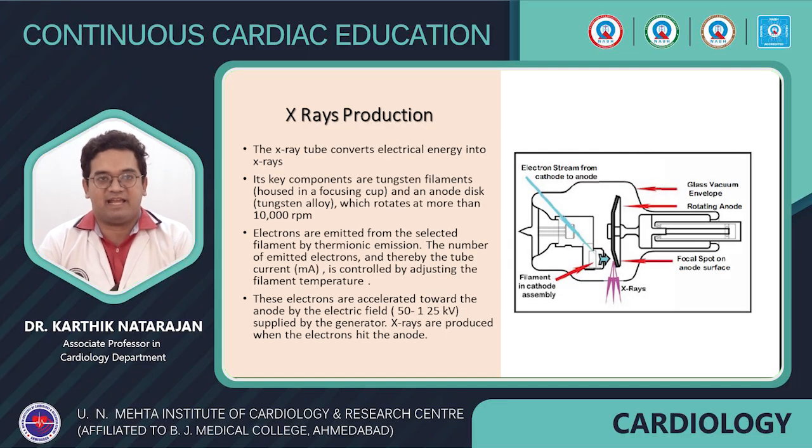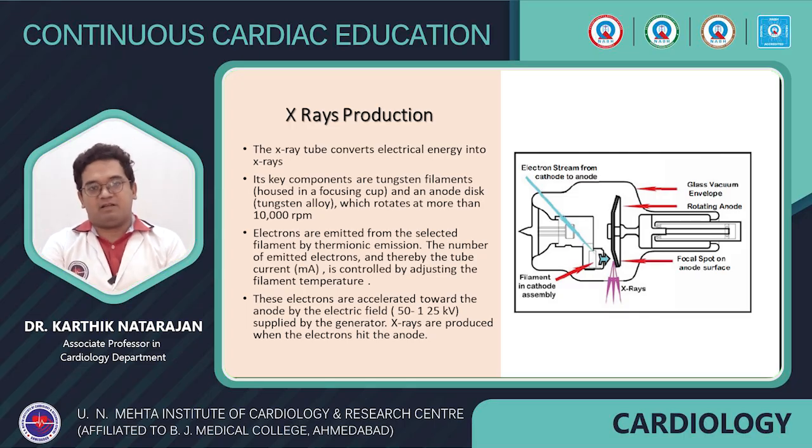So this is how an X-ray is produced. Basically, the X-ray tube converts electrical energy into X-rays. Its key components are tungsten filament, which is housed in a focusing cup, and an anode disc, which rotates at a speed of 10,000 revolutions per minute. Electrons are emitted from the selected filament by thermionic emission, and the number of emitted electrons and thereby the tube current is controlled by adjusting the filament temperature. These electrons are accelerated towards the anode by the electric field, which is supplied by the generator. And X-rays are produced when the electron hits the anode.